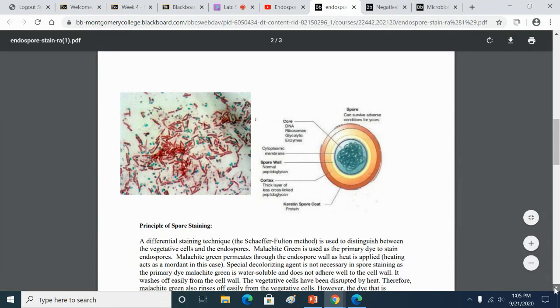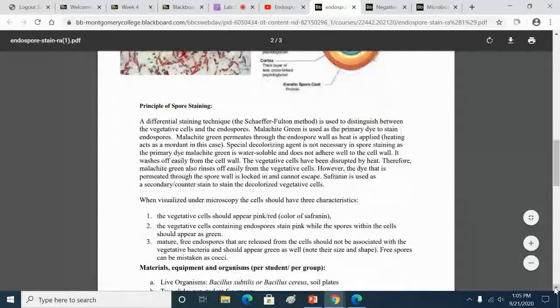So how do we do the spore stain? Well, our primary stain is malachite green. And so just like before, after you dry and heat fix your smear, you will go to a hot plate and put your smear on the hot plate, put a piece of filter paper on top and saturate the paper and the smear with malachite green, and you'll leave it there on the hot plate for at least 5 minutes.